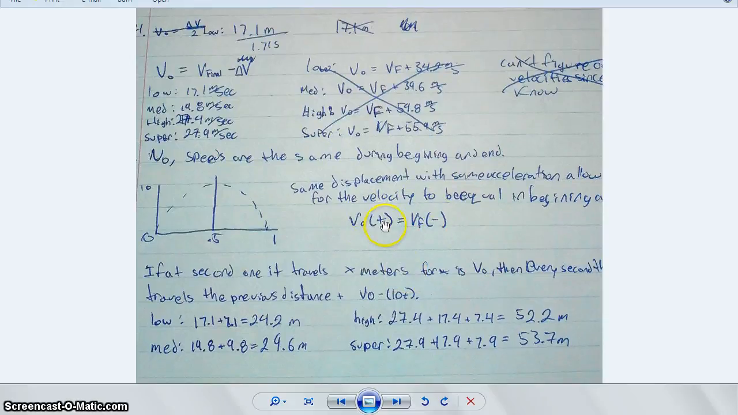And yeah, here's the same thing. Original velocity is just the positive version of the final velocity, which is the negative version of the original velocity. Okay. 6.